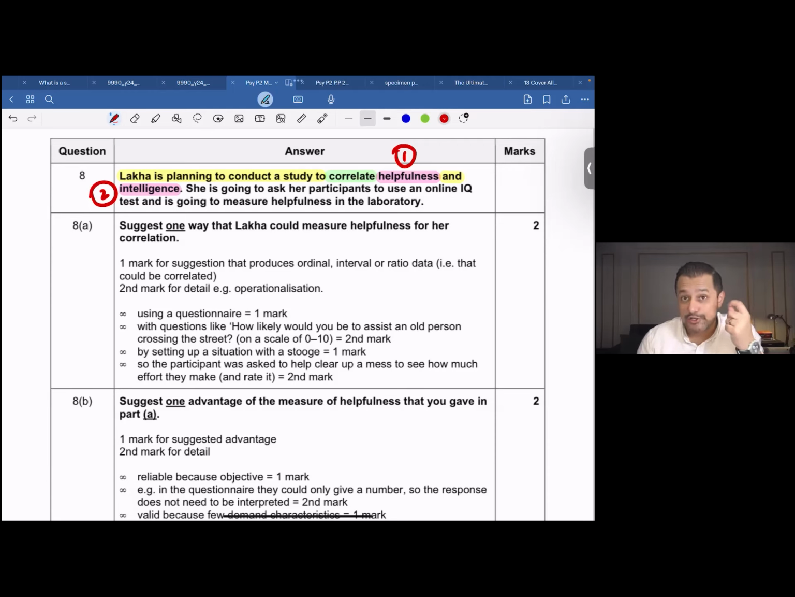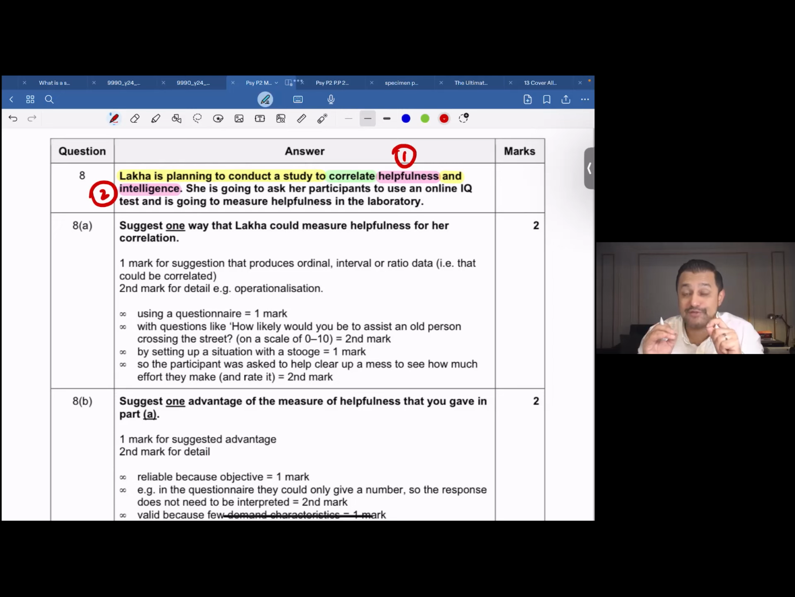Let's revise correlations. You use a correlational study in situations where it practically isn't possible for you to manipulate variables, or it is not ethically permissible for you to manipulate variables, right? Typically these are the two cases where you use a correlational study. Now, another thing I'd want you to know: for a correlational study, you have to have quantitative data. There has to be numerical data for a correlational study, right?